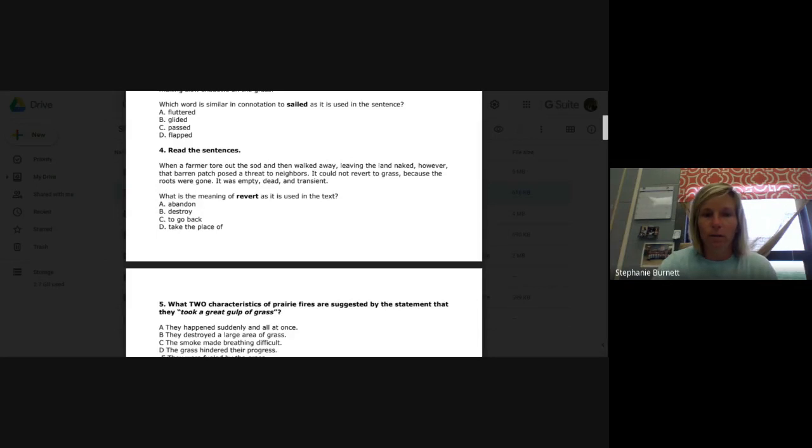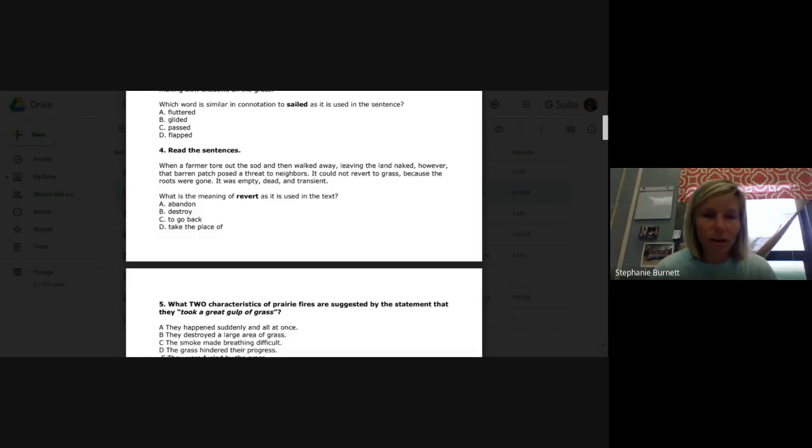All right, let's roll on down and do number 4. This one: a farmer tore out the sod and then walked away, leaving the land naked. However, that barren patch posed a threat to neighbors. It could not revert to grass because the roots were gone. It was empty, dead, transient.